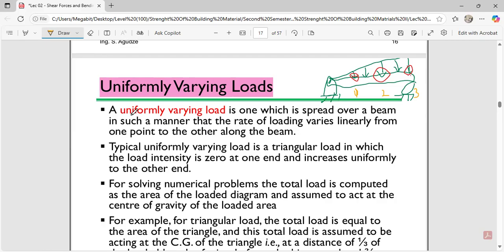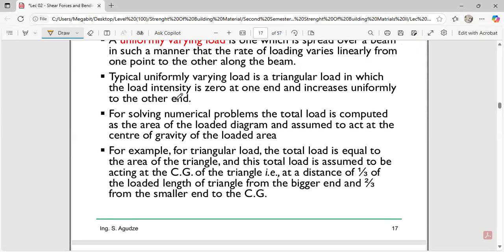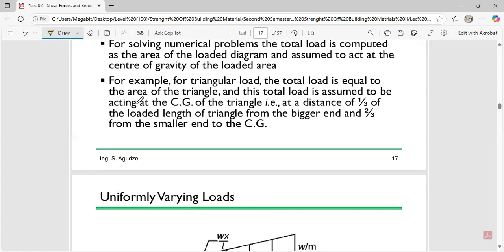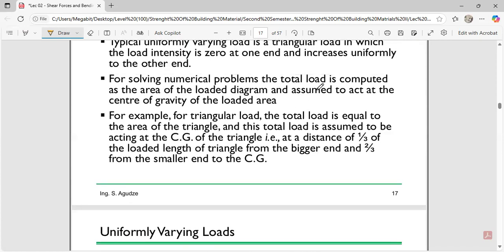So a uniformly varying load is one which is spread over a beam in such a manner that the rate of loading varies linearly from one point to the other along the beam. Typically, a uniformly varying load is a triangular load in which the load intensity is zero at one end and increases uniformly to the other end. For solving numerical problems, the total load is computed from the area of the loaded diagram and assumed to act at the center of gravity of the loaded area.